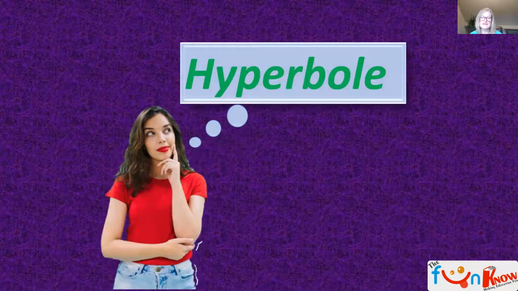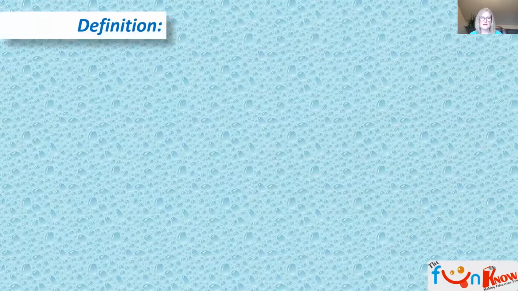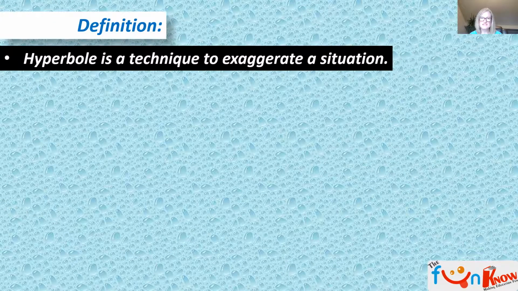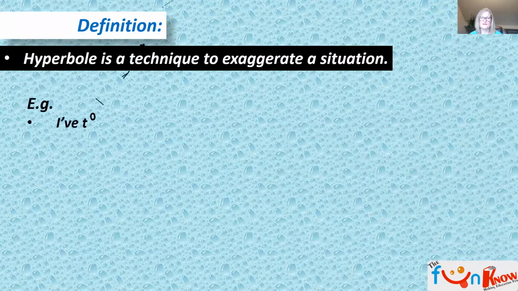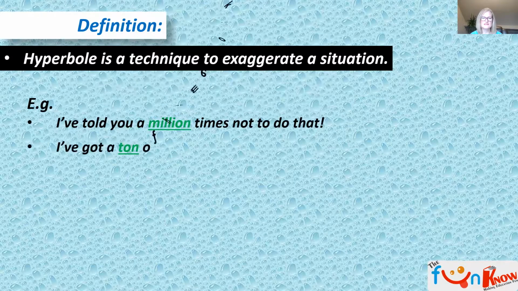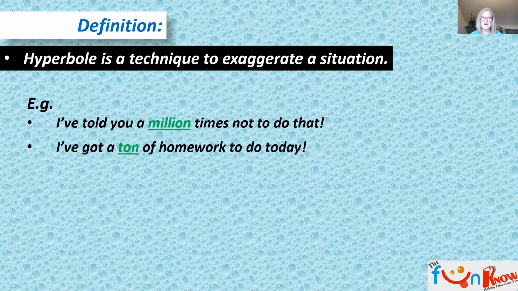And our next section, hyperbole. So the definition for hyperbole is a technique to exaggerate a situation. For example, I've told you 1,000,000 times not to do that, and I've got a ton of homework to do today. The one I'm ticking now, as a parent, I probably say that quite a lot. And for number 2, students might say that a lot.